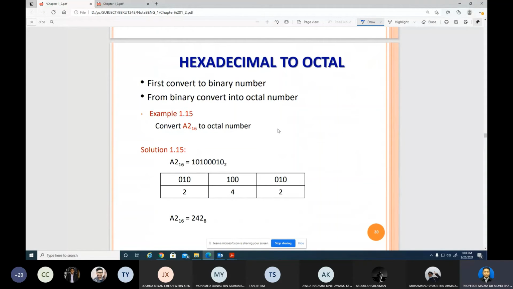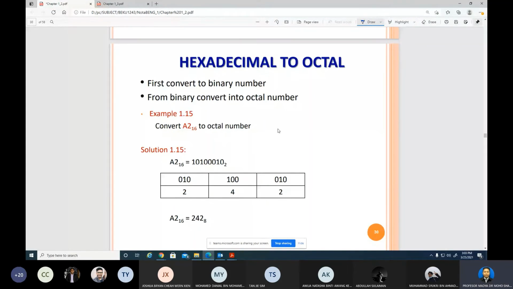Okay, so this is another example. I think this one we can do straightforwardly. Okay, this one first. For hexa to octal, you can see the first step is that you have to convert into binary. So for example, we have the hexa, you have to convert into binary, then you can divide by 3. Okay, for example, you can get this one.